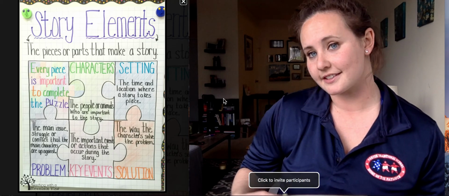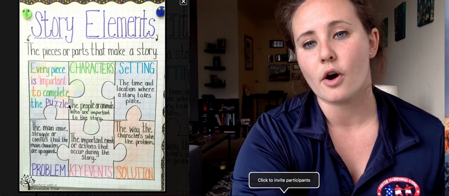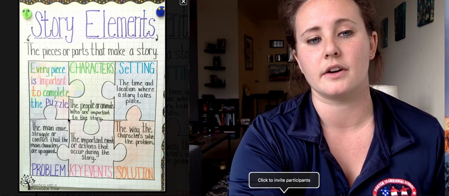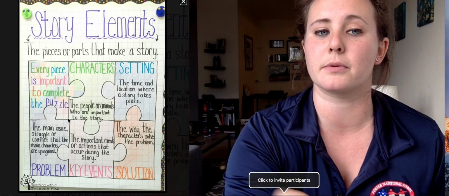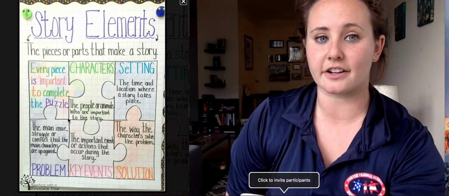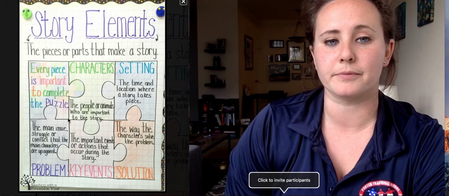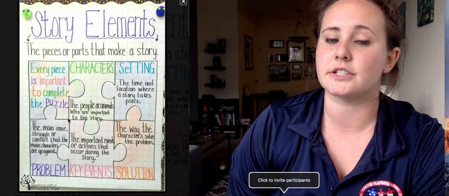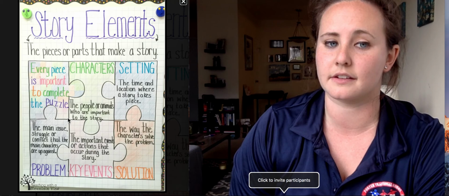Maybe we can even go back and tell about the characters, the setting, or things that happen in the story. So before we get started, we're going to look at this little diagram of what story elements could be. Remember, story elements are kind of like pieces of the puzzle or pieces of the book. So we have our characters, or the people or animals who make up the story. We have our setting, which is the time and location, or where the story takes place.